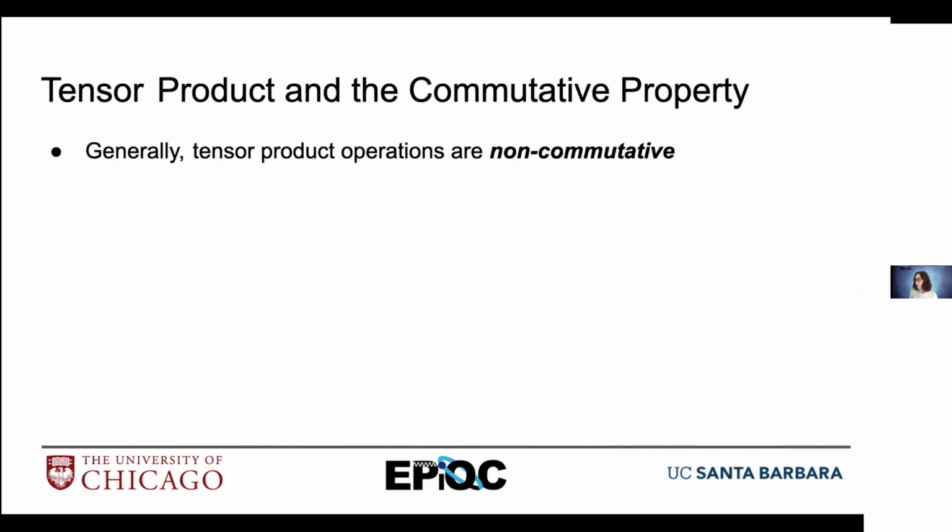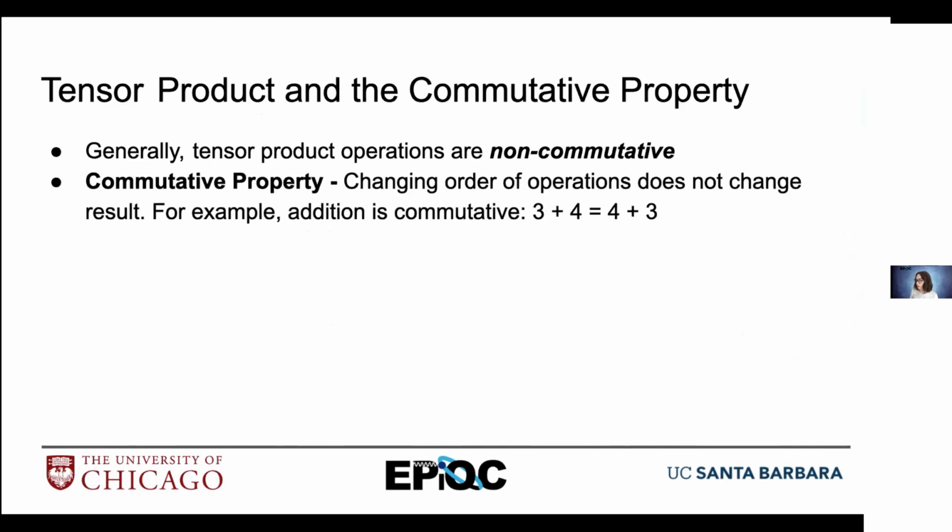Generally, the tensor product operation is non-commutative. The commutative property basically says that the ordering of operations is not important. For example, 3 plus 4 is equal to 4 plus 3. Here we can switch the order of our operands and we have the same answer. That's not the case with tensor product. If we have A tensor B, that is not equivalent to B tensor A in general. There are some exceptions, of course, but in general.